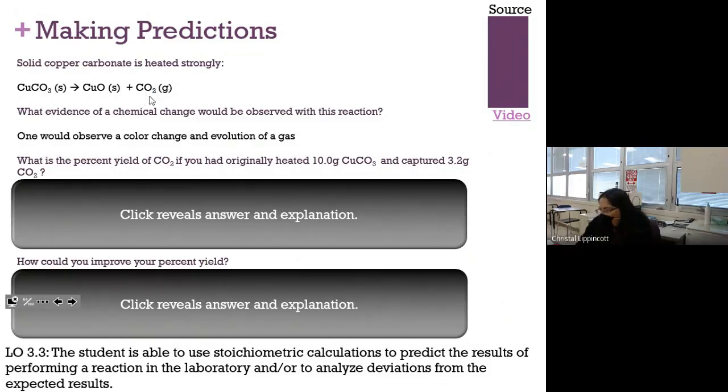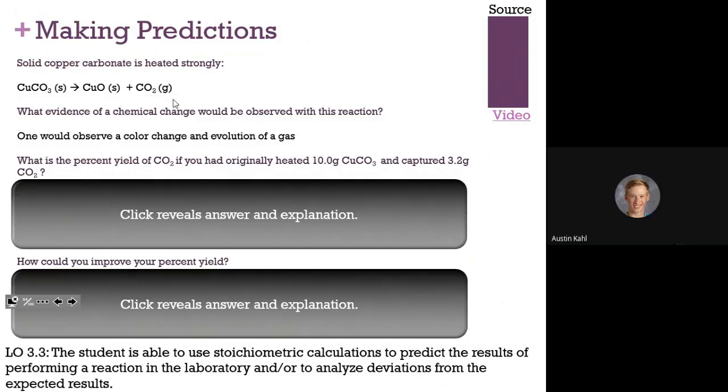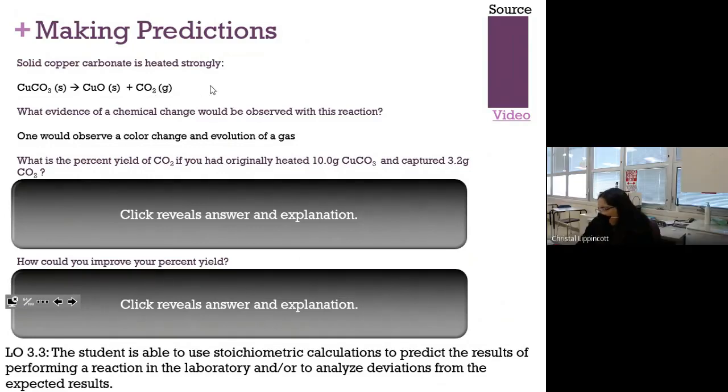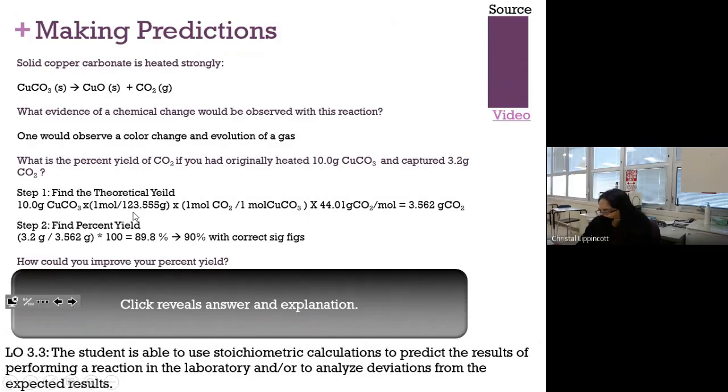Multiply that by 44, which is the molar mass of this guy. That's going to give you the theoretical moles. So put 3.2 divided by that theoretical mole amount. Here's the molar mass for copper(II) carbonate, and this is where they did the 1-to-1 ratio. Then they're multiplying that back out to get the grams of carbon dioxide that should be formed. So you take that divided by that, and that's going to give you your 90% with sig figs.